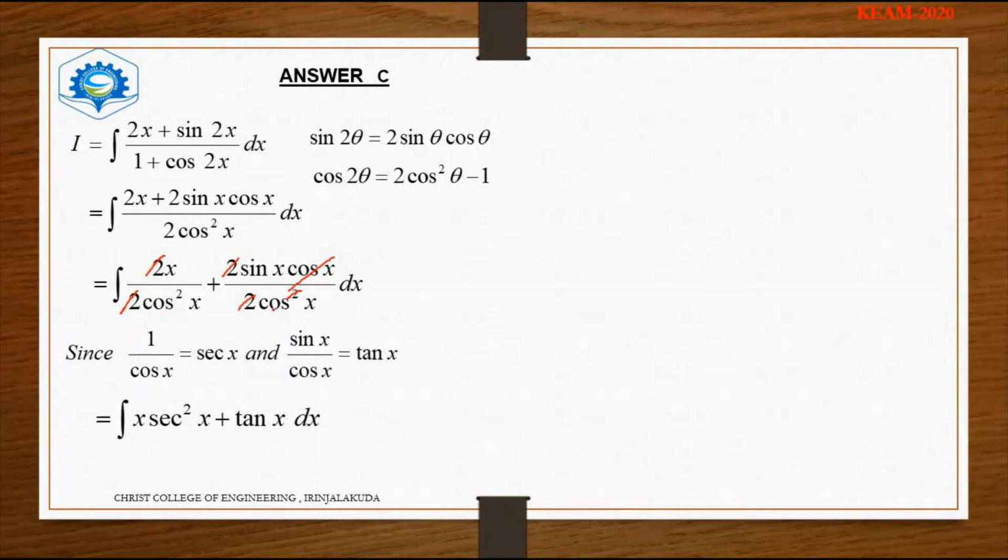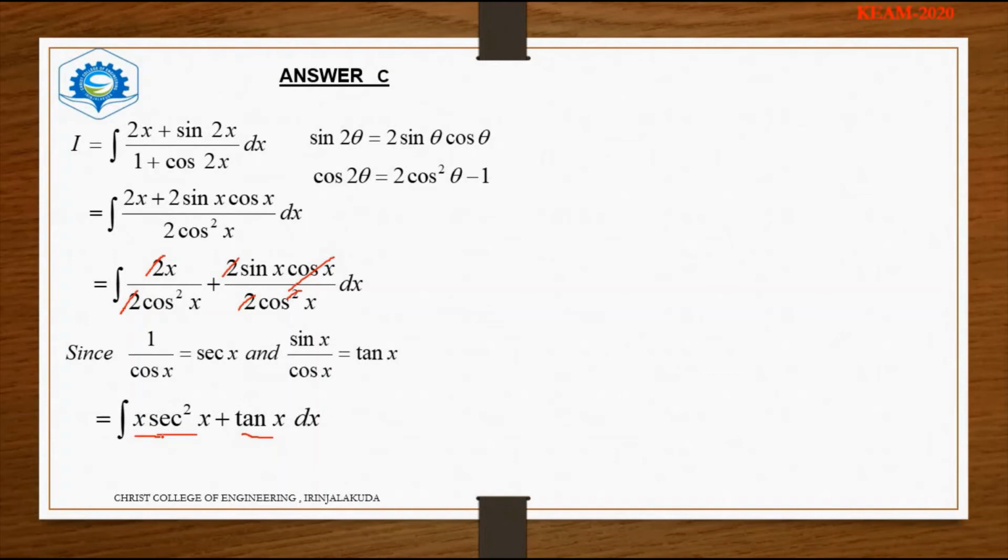If our first integration was only secant square x, then it was a standard function. Then what will be the integration of secant square x? Tan x. And what is the integration of tan x? Log secant x. These are our standard functions, isn't it? But here, if you may notice, we have x along with secant square x. That means we may have to apply product rule, which is integration by parts.